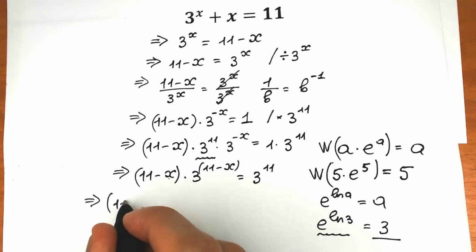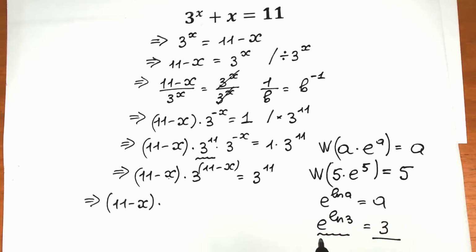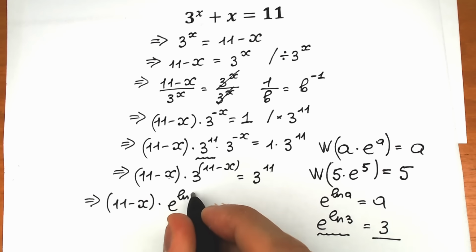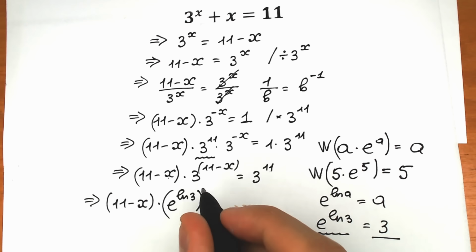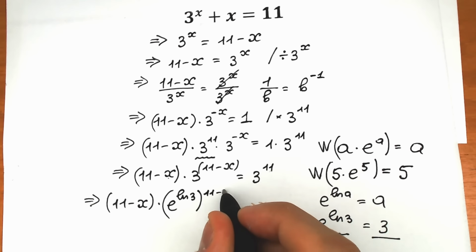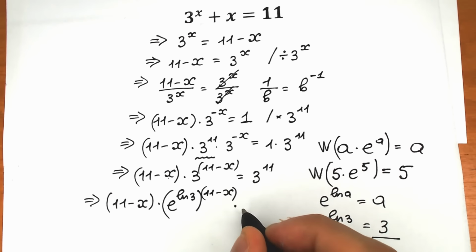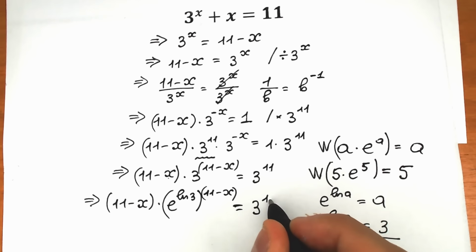11 minus x times, instead of 3, we're going to write e to the power natural log 3. And we need to raise this by this, 11 minus x, because we still have this power, 11 minus x, equal to 3 to the power 11.